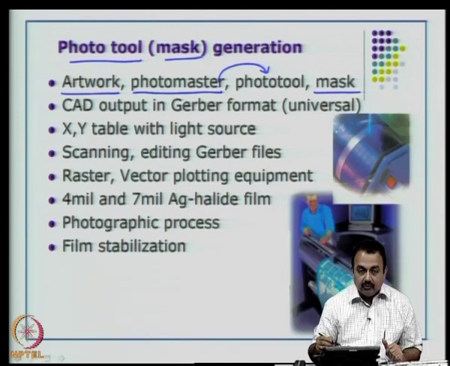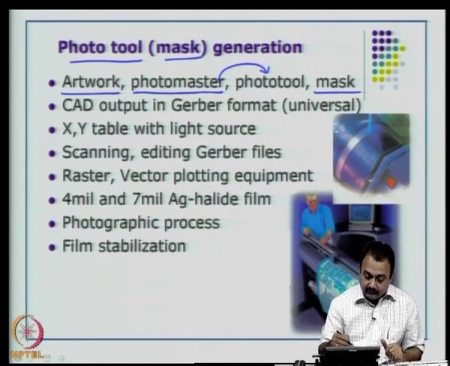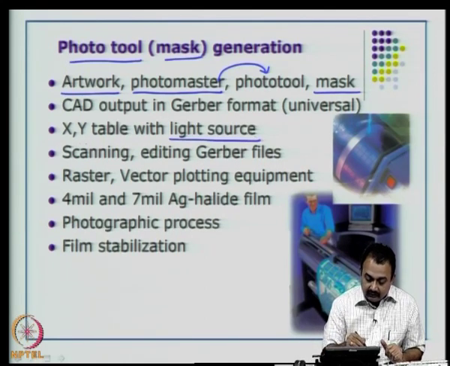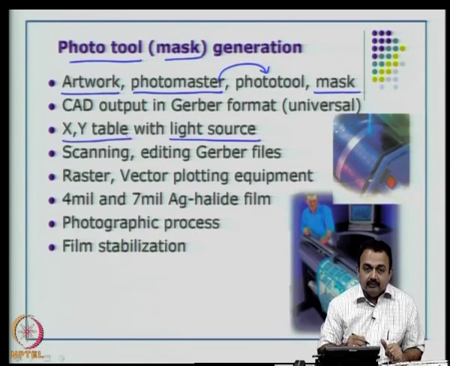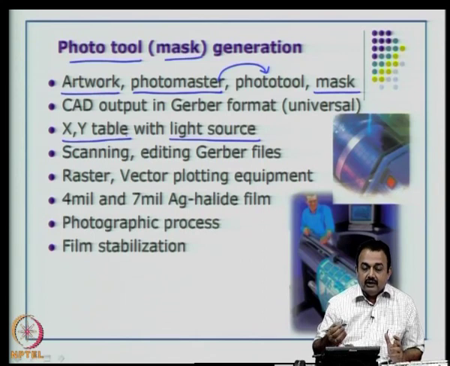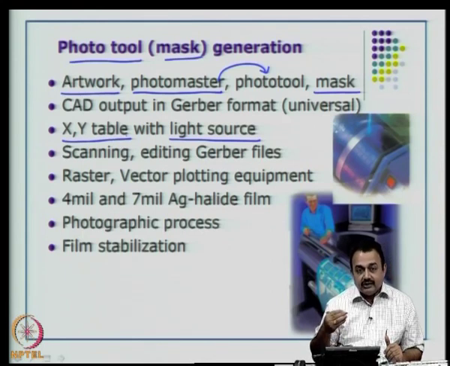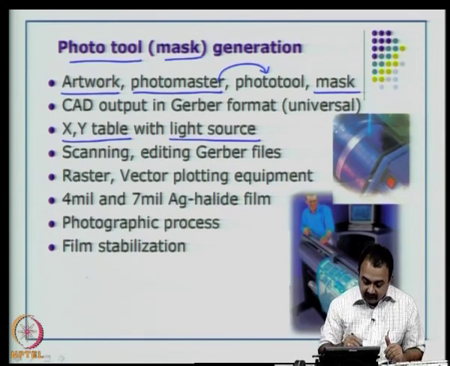So, basically the photoplotter will have a light source and it will have an XY table. Now, on this XY table you are going to place your silver halide film, and then your light source is going to interact with the silver halide material based on, as I said, the D code listing, right. We talked about the D code aperture listing.